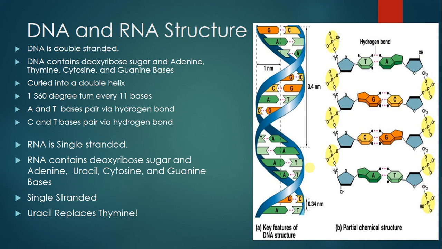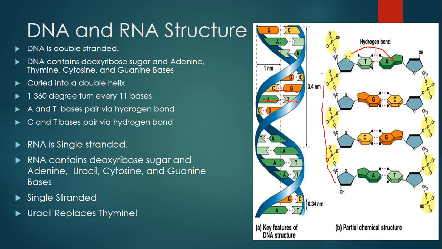Alright, now the structure. So DNA is double-stranded, like you'll see in this picture over here. It's got two strands that wind in a staircase-like pattern. It's called a double helix. It winds around. And there's 11 bases, so 11 rungs, every 360 degree turn. And the bases of one strand pair up via hydrogen bonds, that's what these dots are, with the bases of the second strand. And they pair in the same predictable way.